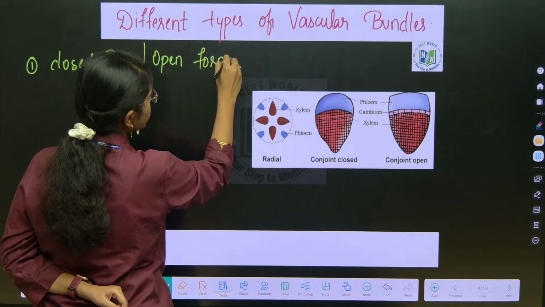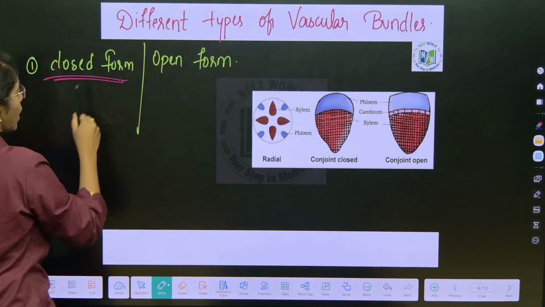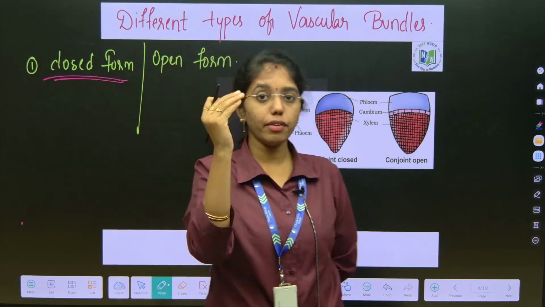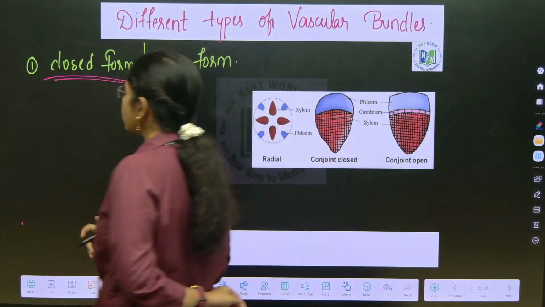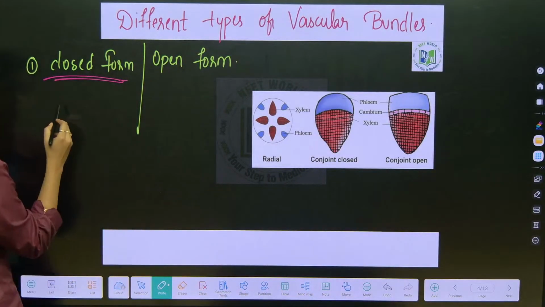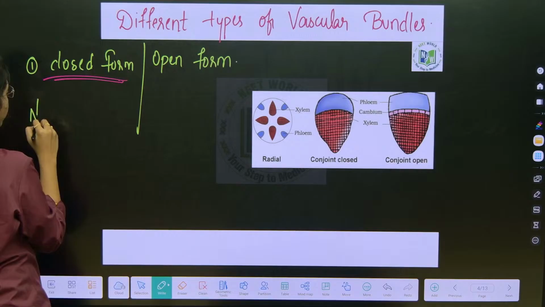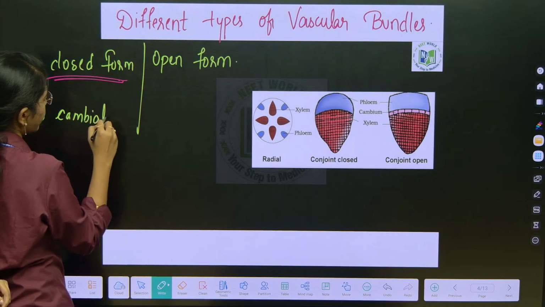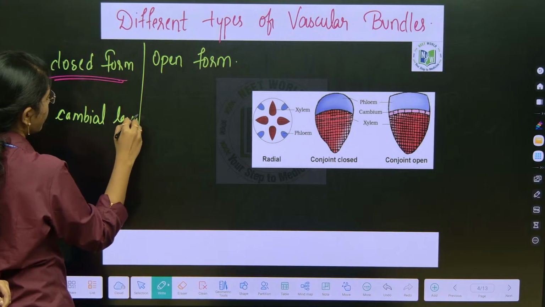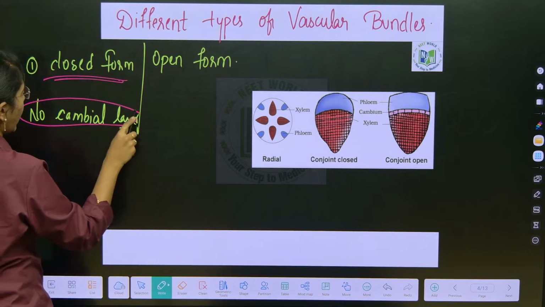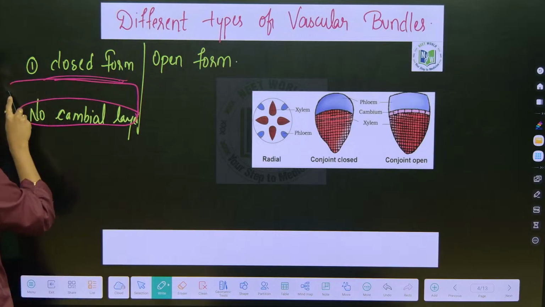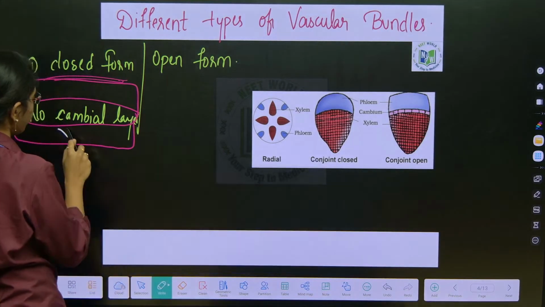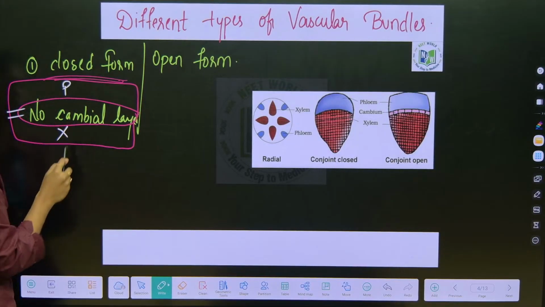What is closed form of vascular bundles? If there is no cambial region present in between xylem and phloem, it is considered as closed form of vascular bundles. Okay? No cambium, no cambial layer between xylem and phloem.